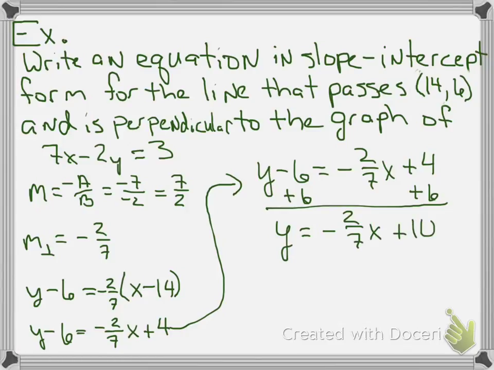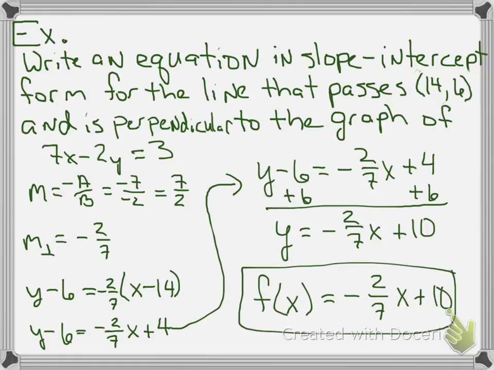Then change it to f of x. f of x is equal to negative 2 over 7x plus 10. Yes, there we go. So that's kind of it right there. Now, that is how you get the equations.